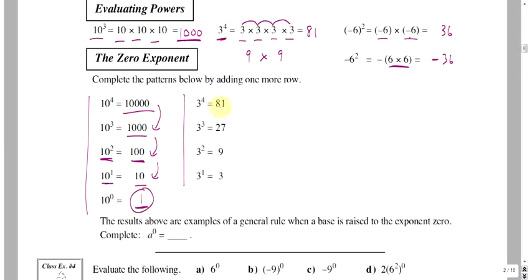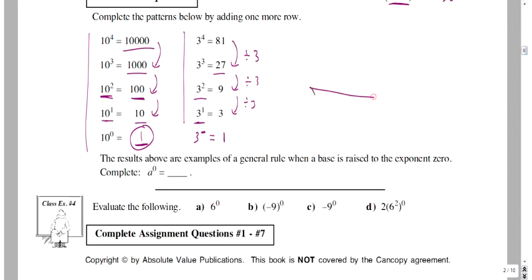Okay, 3 to the 4 is 81. We just did that. 3 times 3 times 3 is 27. From here to here, I divided by 3. 3 squared is 9. Is 27 divided by 3 9? Yeah. 3 to the 1 is just 3. That's divided by 3 again. Okay. 3 to the 0. What's 3 divided by 3? So again, it looks like it makes sense. Okay. We're going to see this again when we get to negative exponents. That's something you didn't do in grade 9.